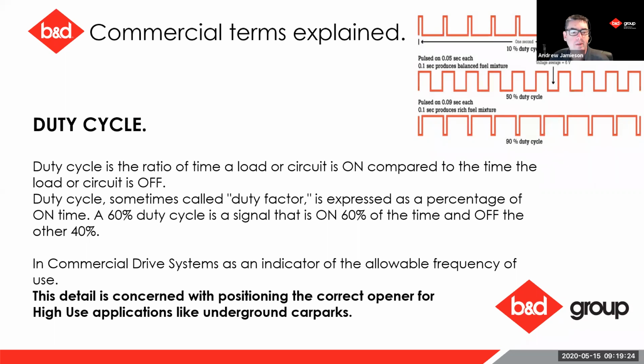The simple answer is we'll be talking about 60%, and that 60% is the on time. So in a time frame, 60% of the time the motor is turned on or it's active, and then the 40%, the balance, is the hold or the resting time of that given opener. So that's how we scale duty cycle, and it's important we understand that when positioning openers in the underground car park space or high activity space.